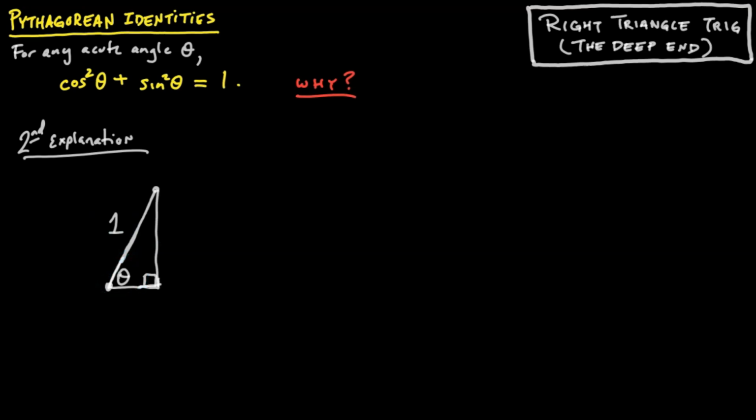So 1 times sine theta, which is just sine theta. And similarly, this leg, the one adjacent to theta, that's the hypotenuse times the cosine of theta. But the hypotenuse is 1, so that is just going to be the cosine of theta.